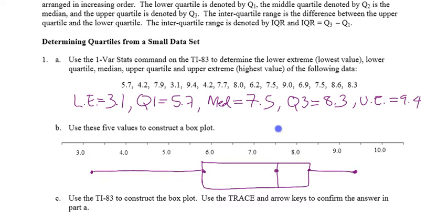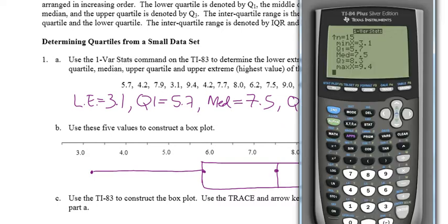We can use the TI-83, 84, whatever, to construct a box plot. Okay, so I want to do a box plot. I'm going to go 2nd Y= Stat Plot. Go Enter. I'm going to turn it on. Arrow down until I'm on the box plot. It's the second one. My X list is L1. My frequencies are 1. I'm going to set my window.